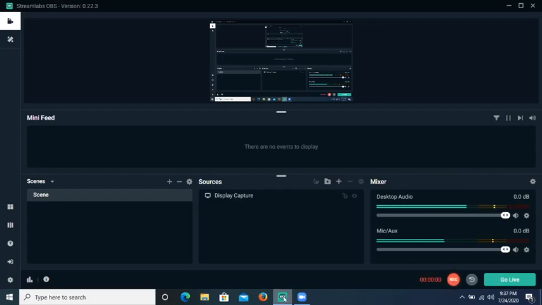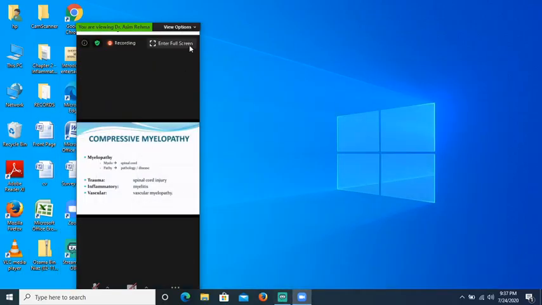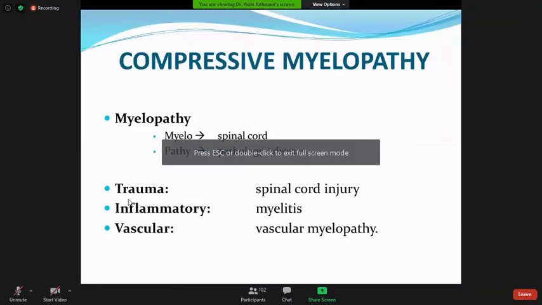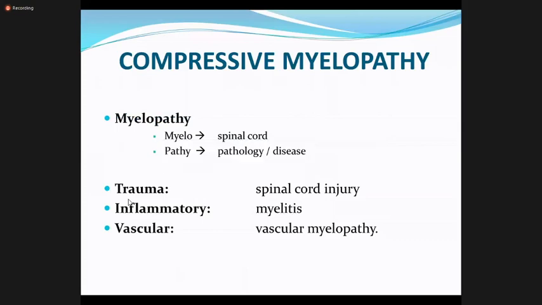Myelopathy is the term used for the diseases of the spinal cord, or all the pathologies which involve the spinal cord. And it can be traumatic, that is termed as spinal cord injury, can be inflammatory, that is known as myelitis, and can be vascular, that is termed as vascular myelopathy.